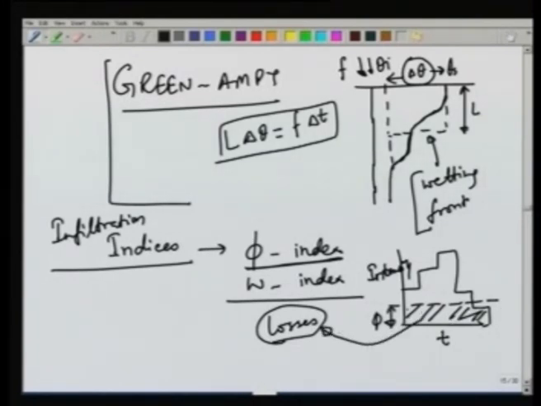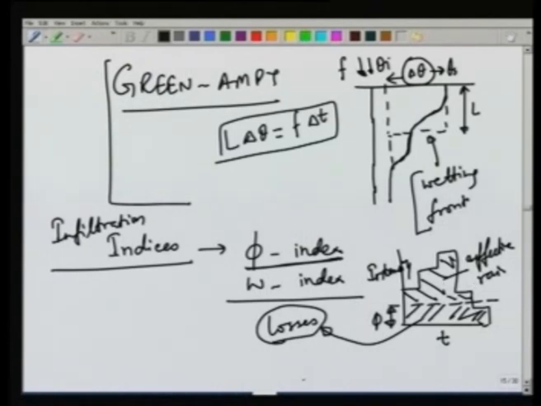Then this line, the value, will be known as the phi index, and this will be the effective rain. So, knowing the losses and knowing the hyetograph, we can find out the phi index by making this area equal to the losses, and then the remaining portion will be the effective rain.